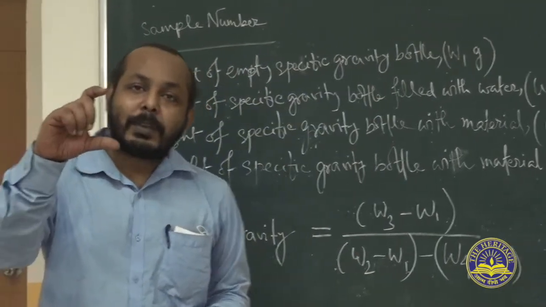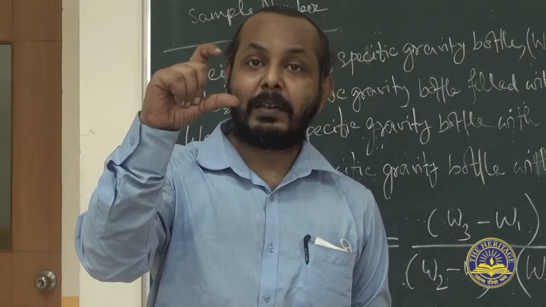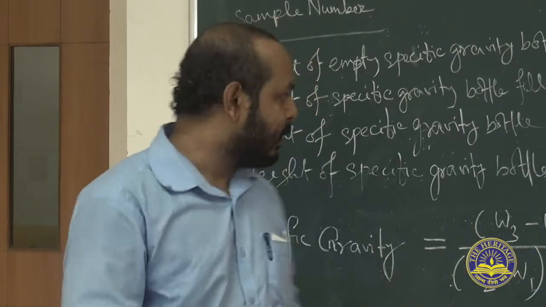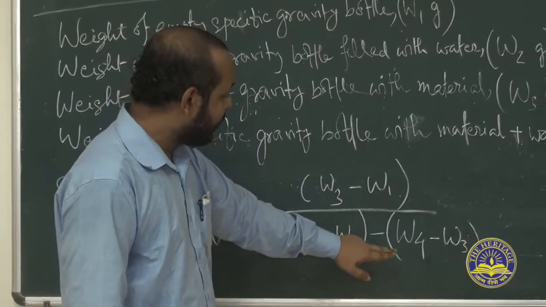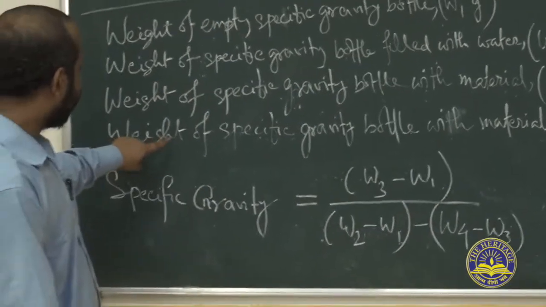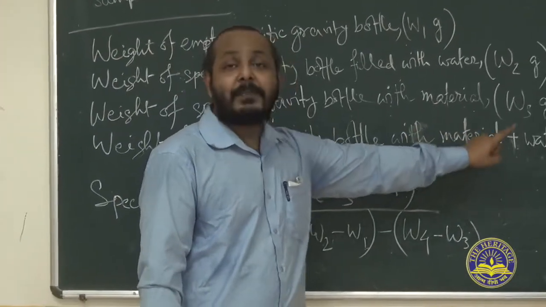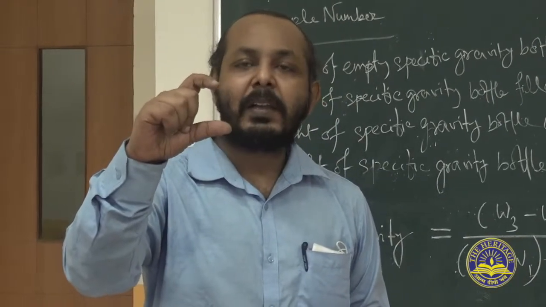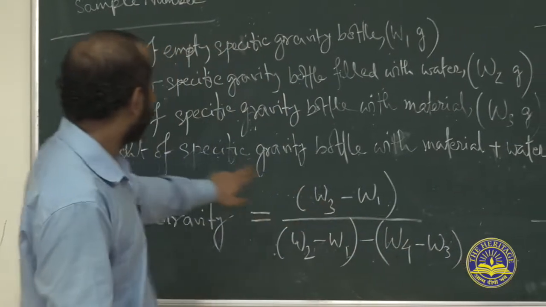That gives you the net weight of the water when the bottle is completely filled, but that volume is not the same as the bitumen material, so we need to deduct some amount. What is that? W4 minus W3. W4 is the weight of the specific gravity bottle with material plus water, about 50% filled with material and the rest water. That weight minus W3.